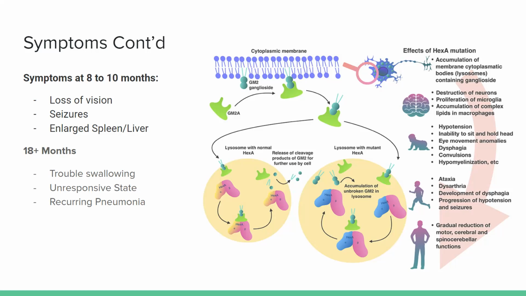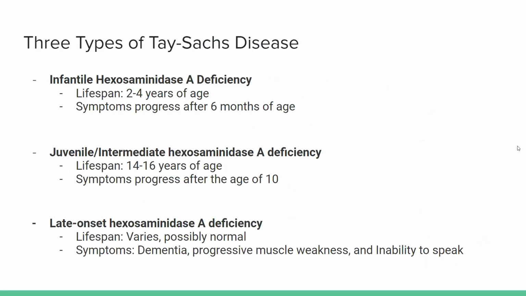So they'll have trouble swallowing as they lose control of the muscles within their esophagus, as that part of their brain becomes damaged. They'll become unresponsive and enter a vegetative state. And within this state, when they're on ventilators and feeding tubes, you begin to get pneumonia. And even if they can cure it out of the child, it will come back again. Recurring pneumonia is usually what ends up killing the child.